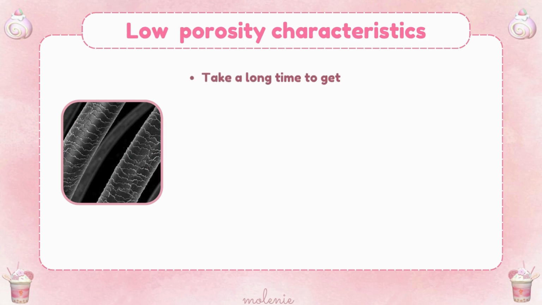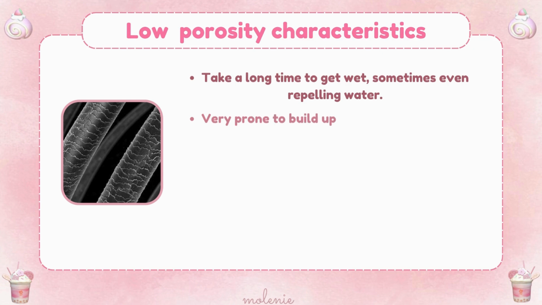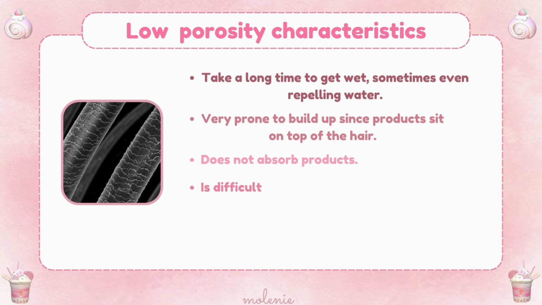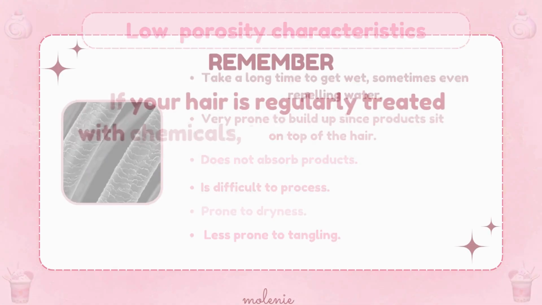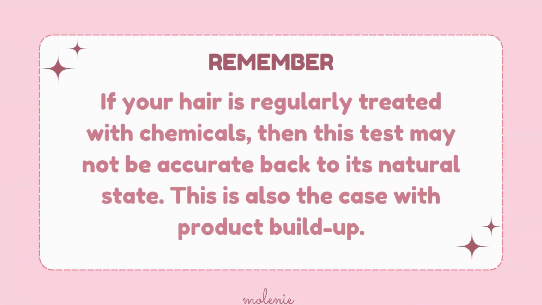Low porosity characteristics. Takes a long time to get wet, sometimes even repelling water. Very prone to buildup since products sit on top of the hair. Doesn't absorb products. Is difficult to process. Prone to dryness. Less prone to tangling. Remember, if your hair is regularly treated with chemicals, then this test may not be accurate until it is back to its natural state. This is also the case with product buildup.